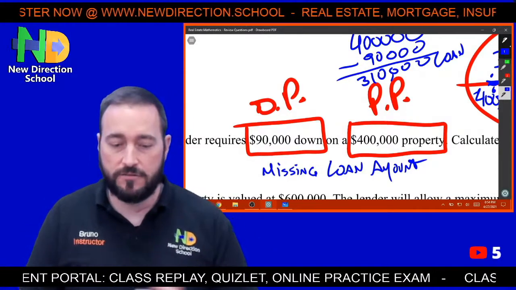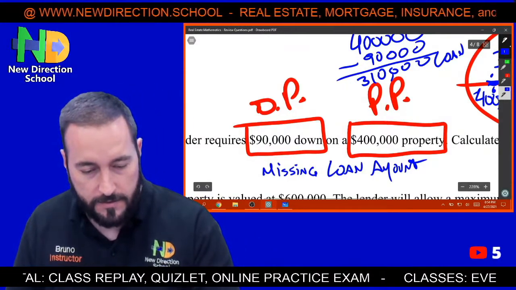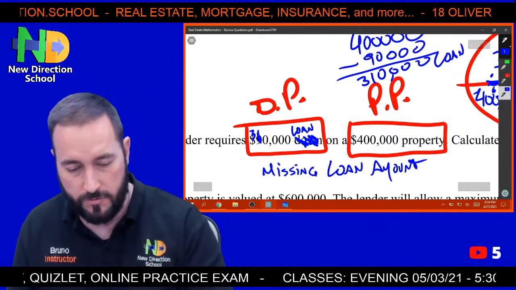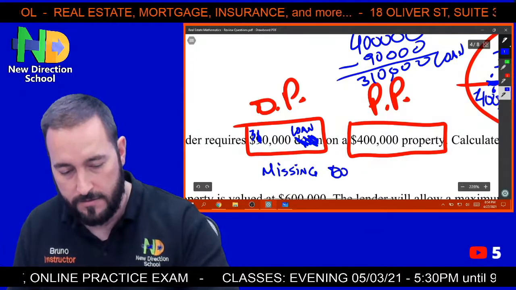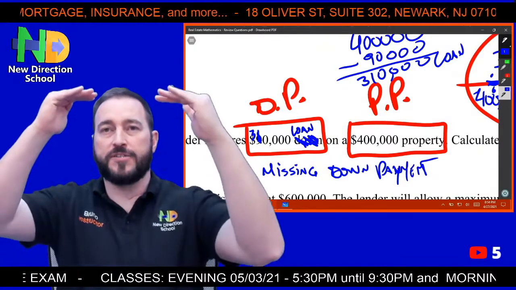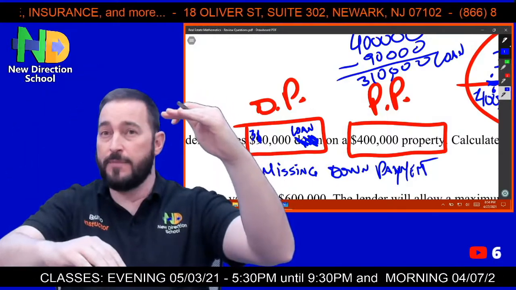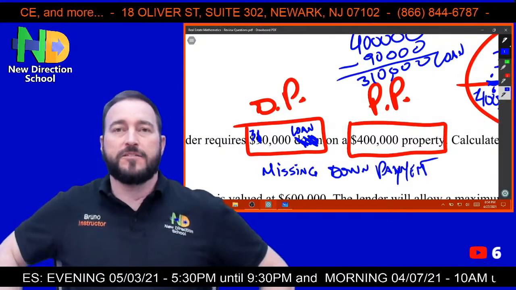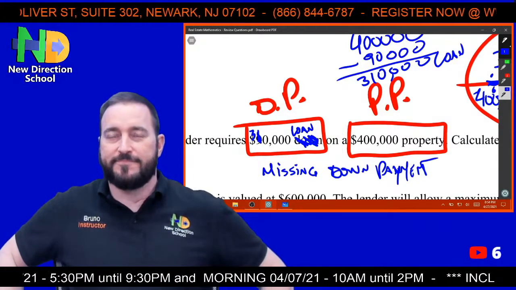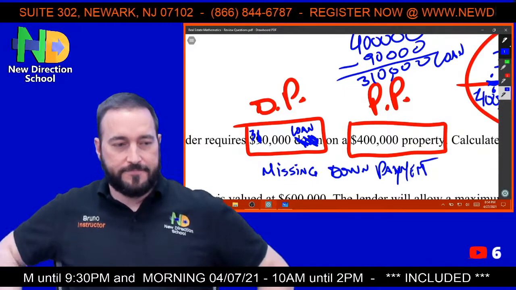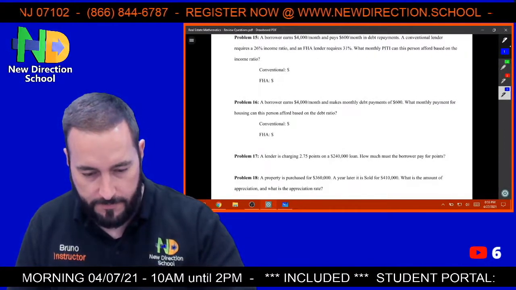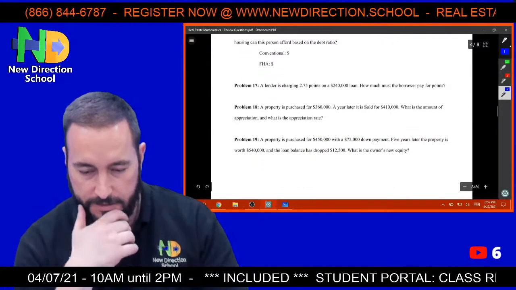How to figure out when to use one or the other depends on what they gave you. If they told you 310 as a loan, then you'd be missing the down payment. You have to remember, you have 100% value. If they give you the loan, the difference is the down payment. If they give you the down payment, the difference is the loan. It depends on what they give you. Good? All right. So I think we're good with percentages.